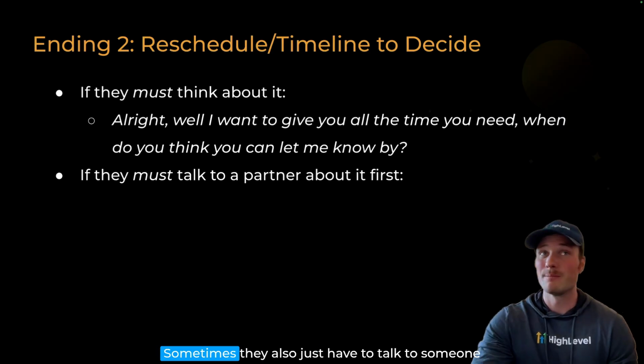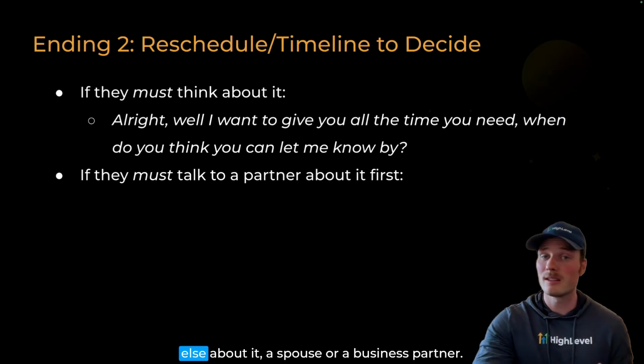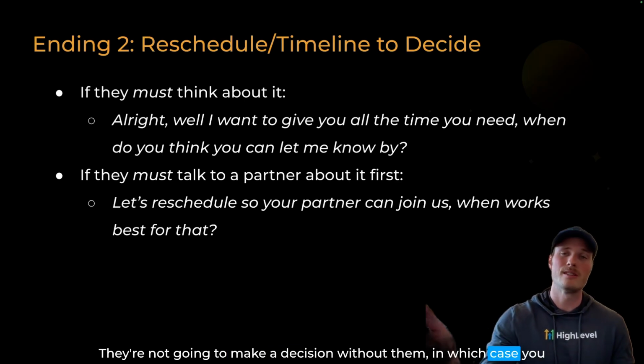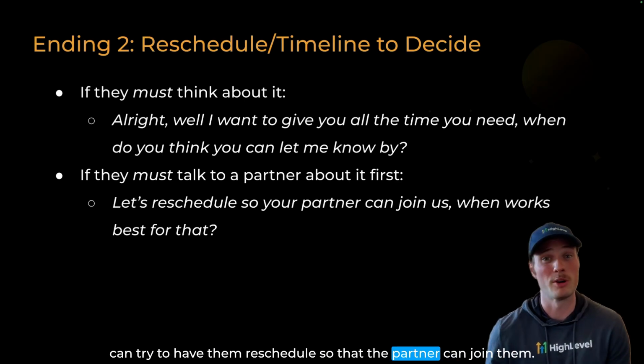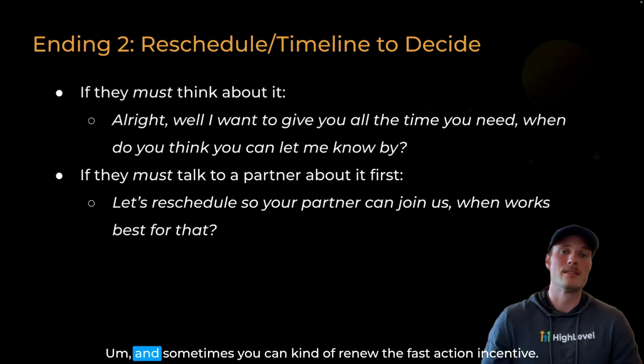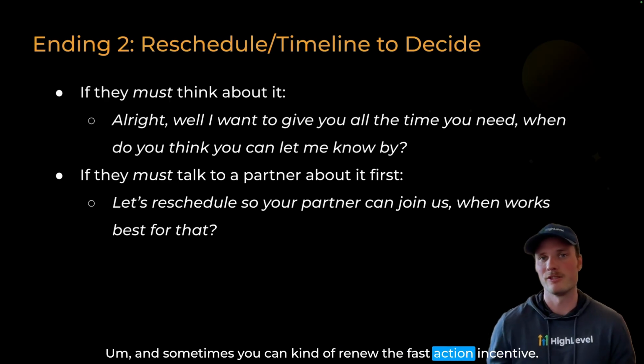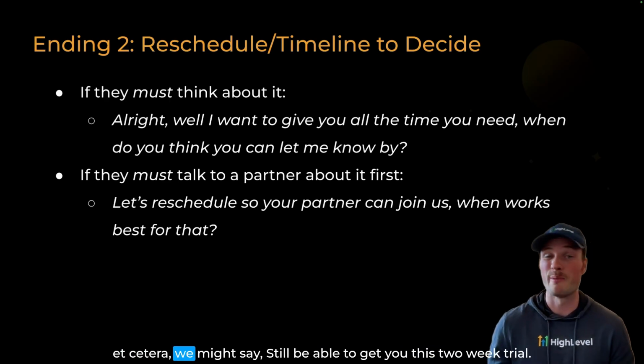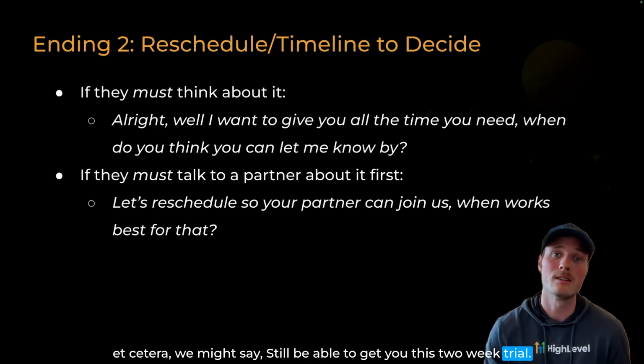Sometimes that happens. Sometimes they also just have to talk to someone else about it, a spouse or a business partner. They're not going to make a decision without them, in which case you can try to have them reschedule so that the partner can join them. And sometimes you can kind of renew the fast action incentive. Hey, if we have another call where I can have your partner demo it, etc., we might still be able to get you this 2-week trial.